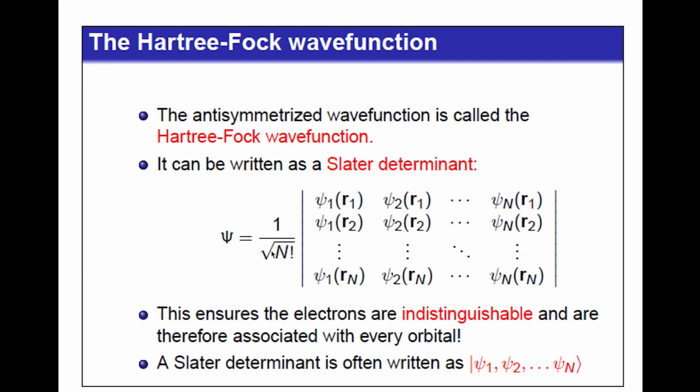Psi is equal to 1 by root of n times the determinant of psi 1 to psi n. This model of showing the wave function is known as the Slater determinant. This ensures the electrons are indistinguishable and are therefore associated with every orbital. A Slater determinant is written as the determinant of psi 1 to psi n.